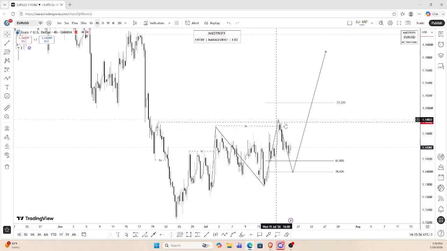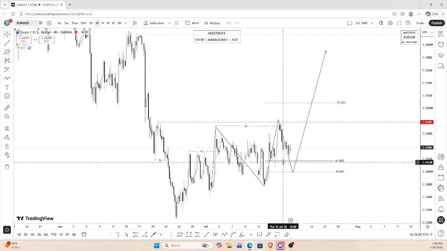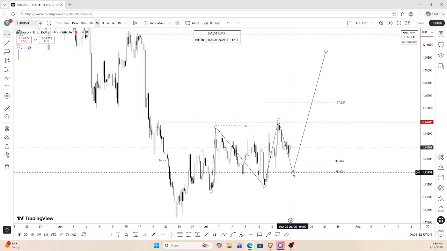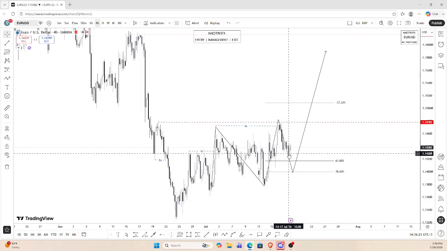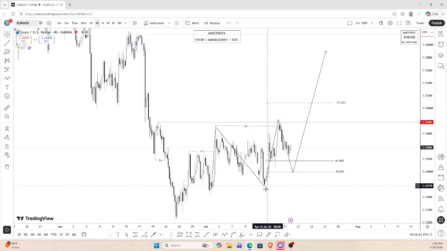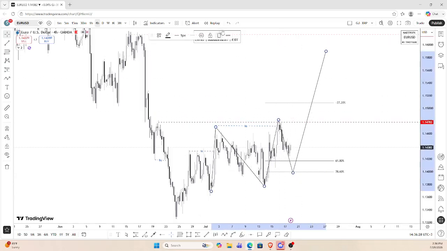You can see that we took this internal liquidity, and that's why I'm more inclined to the upside. I'm more inclined bullish than bearish, and I'll be looking to take bullish trades once we take this internal liquidity and reach the 78.6 Fibonacci levels, because this is the strong low.